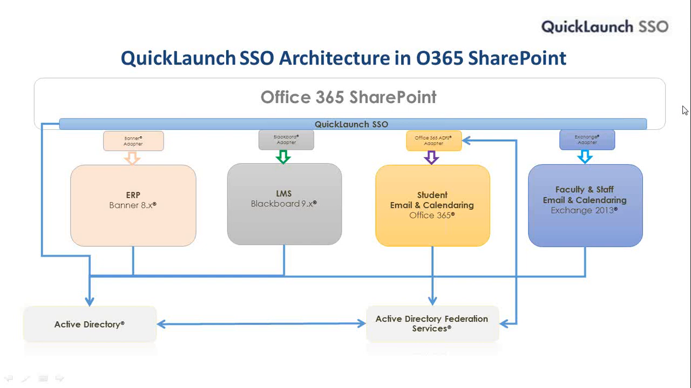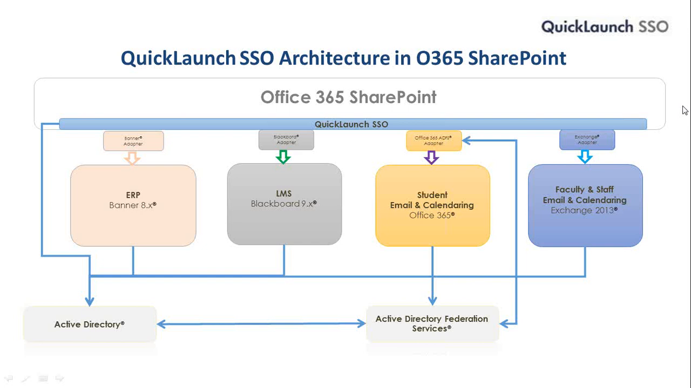Let's say, for example, Outlook Web Access, Blackboard, and Banner. And it's also deep single sign-on. So it's not just Banner self-service. It could be grades, registration, that type of thing. This is not exactly a logical diagram, but it hopefully gives you a little bit of insight into what's behind the scenes in terms of how QuickLaunch works.